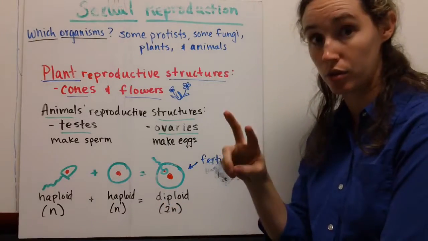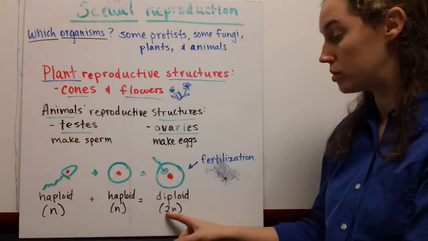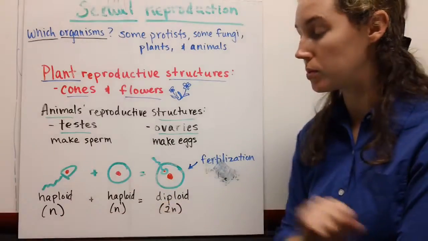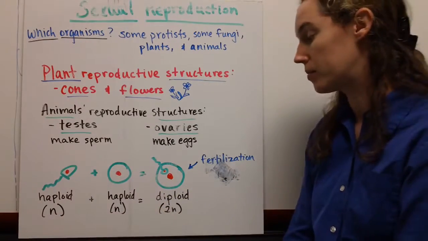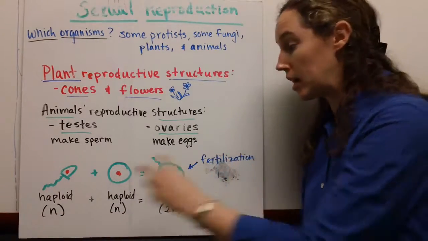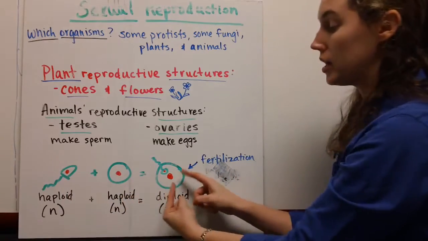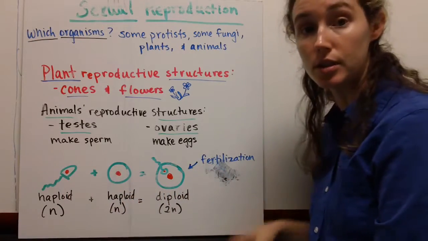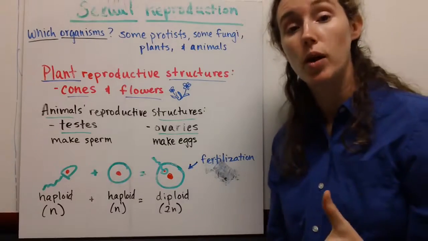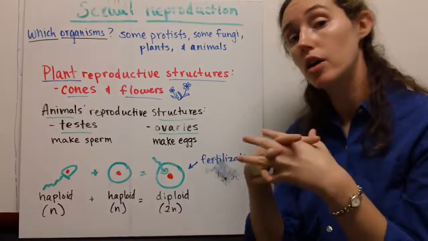Di means two, so it has two sets of chromosomes. It's 2N, one set from the dad and one set from the mom. And the process of the sperm and the egg coming together right here is called fertilization. And we're going to look at two different ways that fertilization can occur in animals.